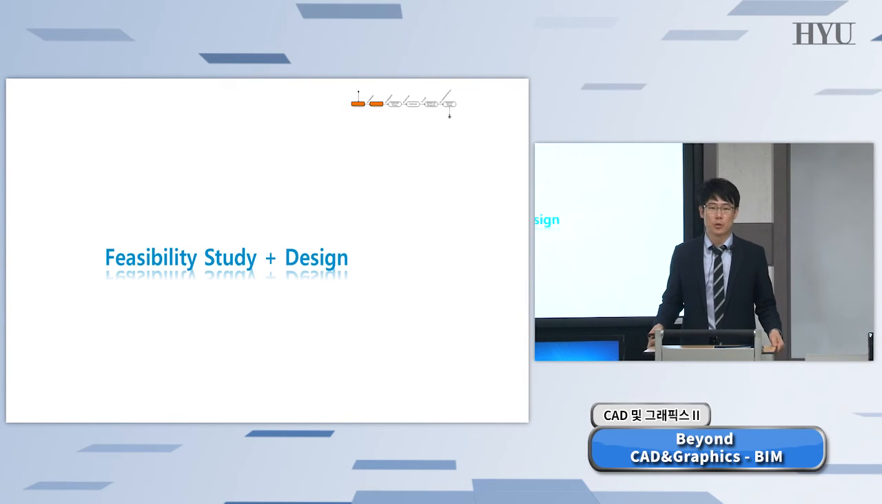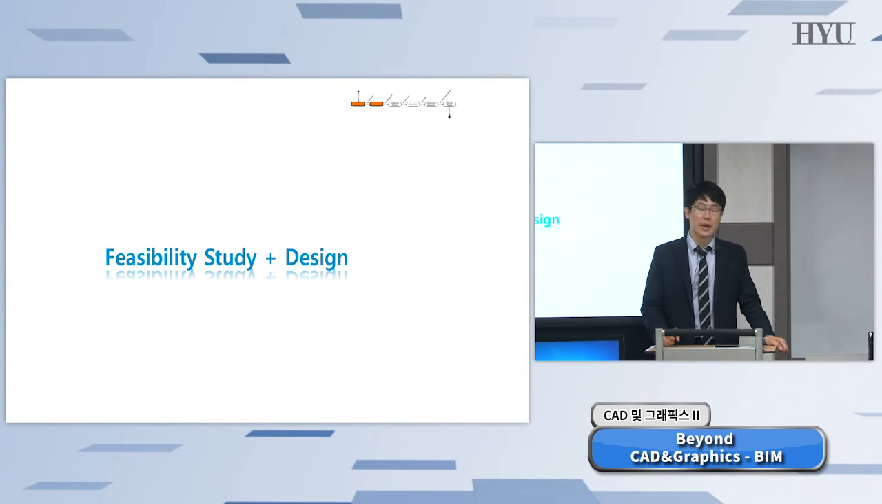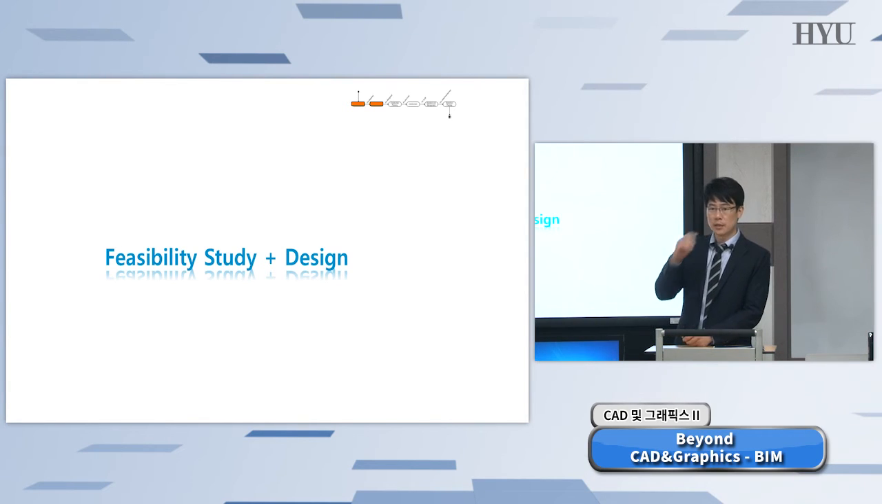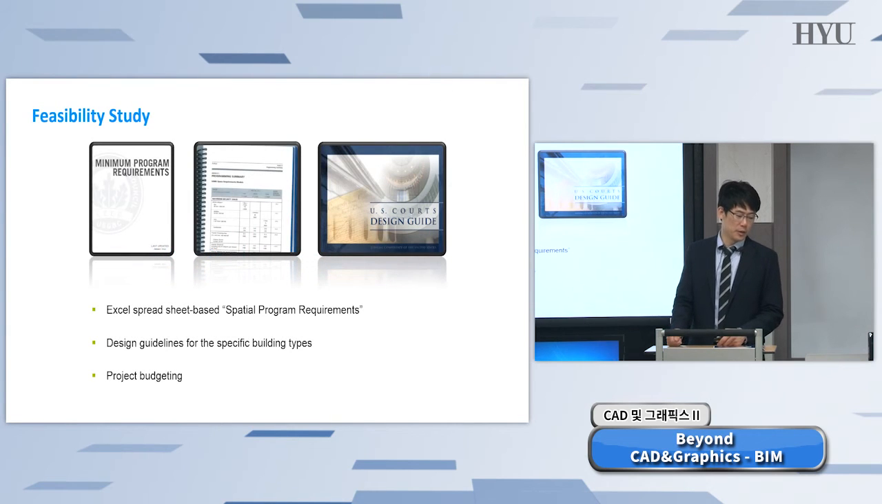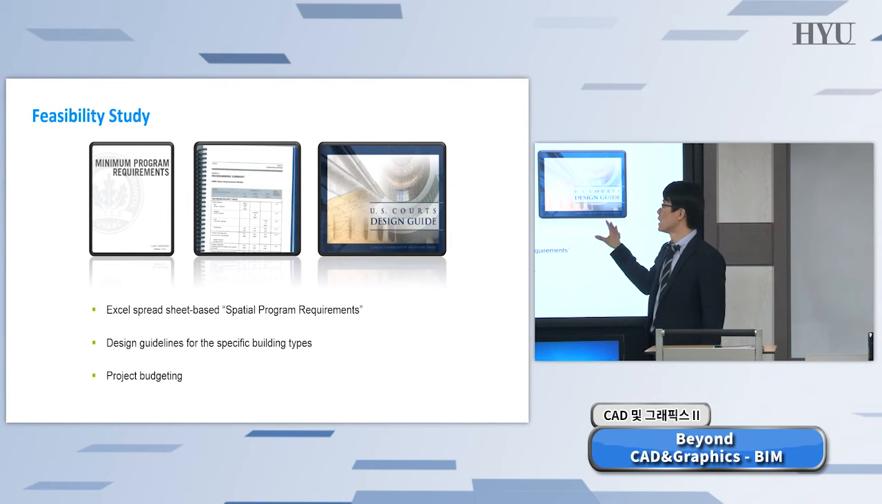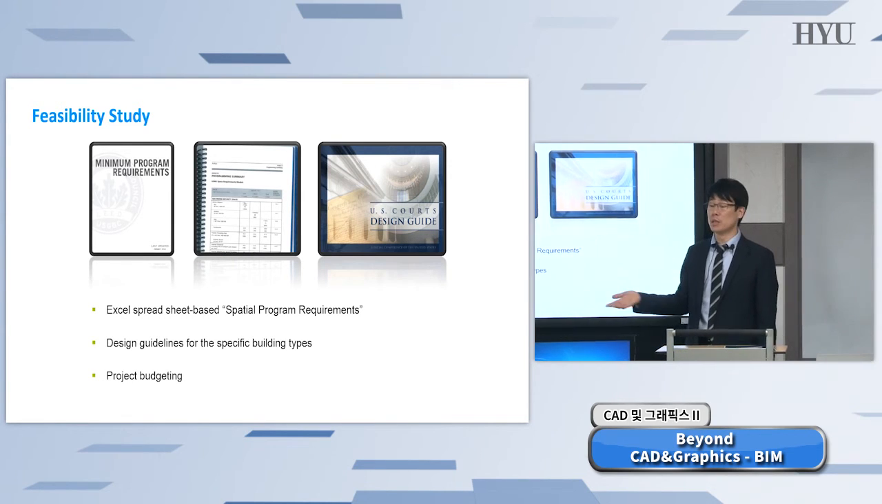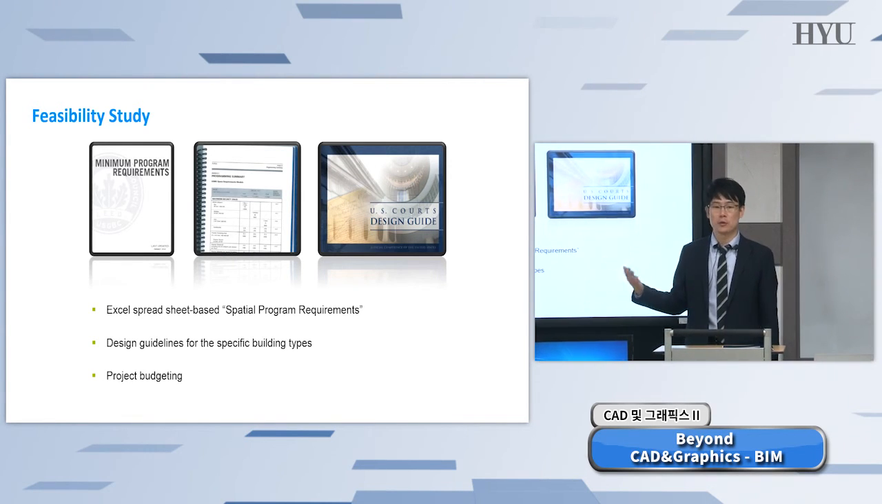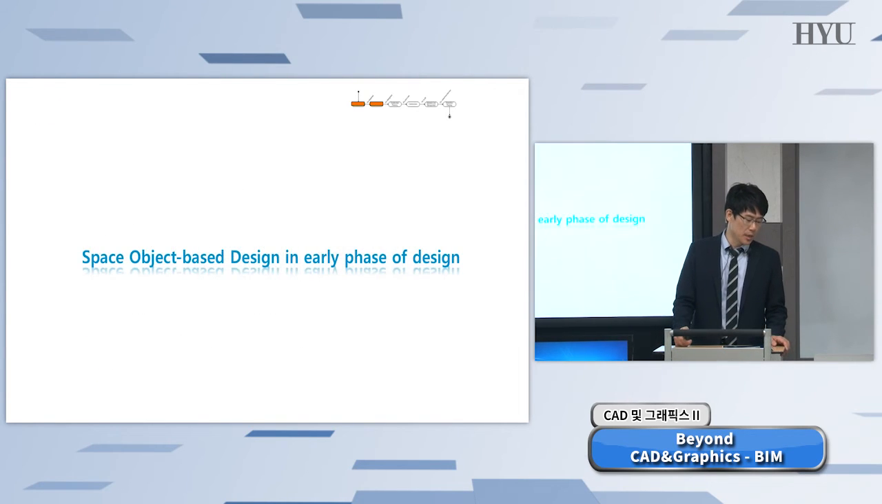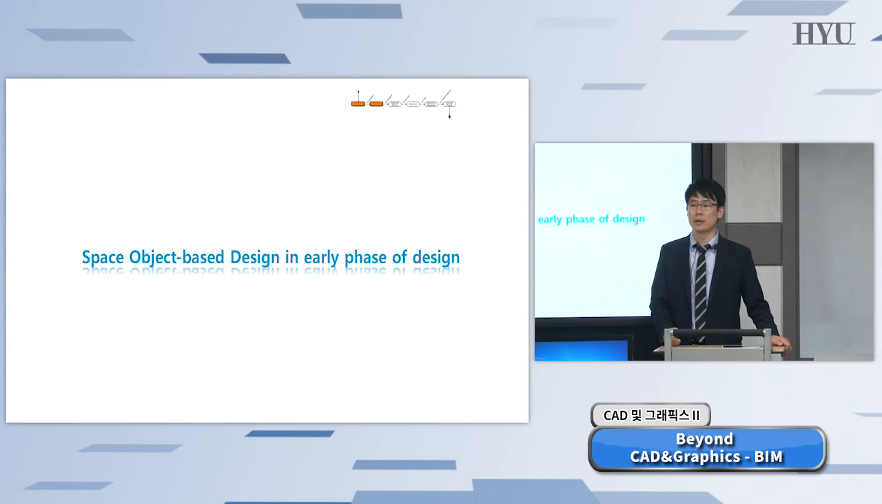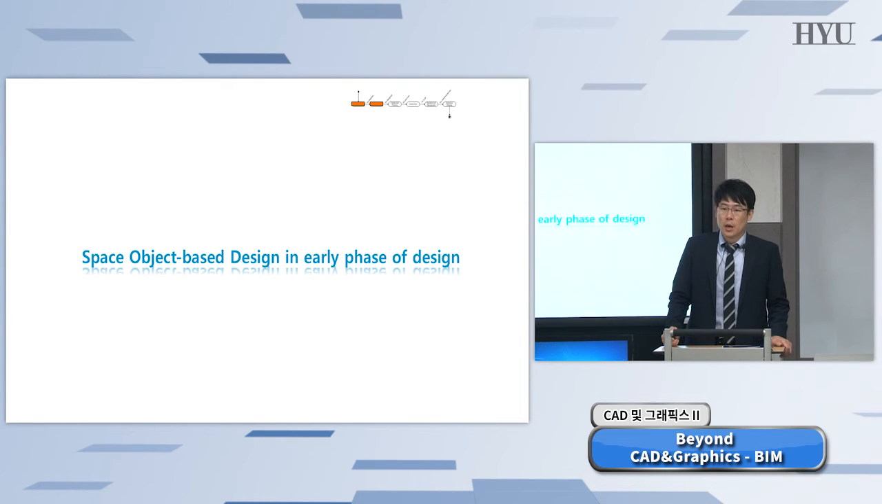Let's briefly take a look at the building life cycle, okay? From the beginning, feasibility study and design. But actually, in the feasibility study, there are a bunch of design requirements, such as design guide, building code, fire code, and so on. But okay, let me skip this part. Let's take a look at the design phase.